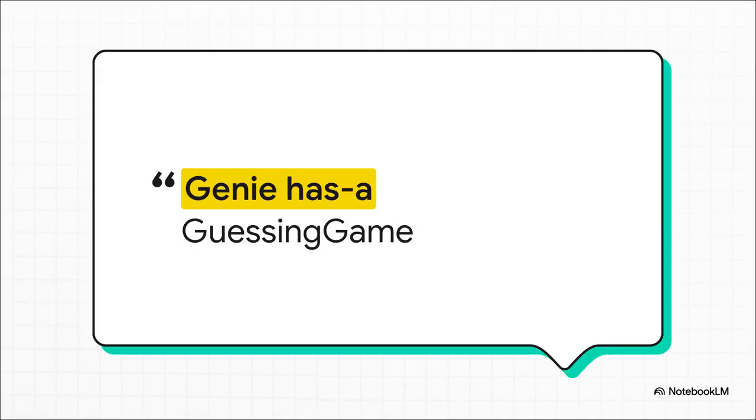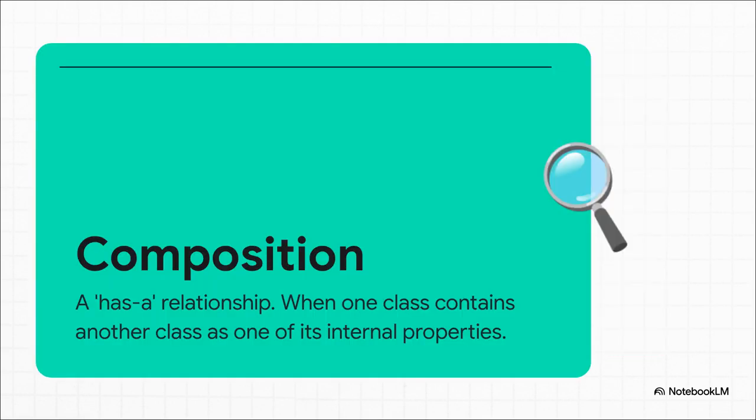All right, now for that second type of connection. I want you to burn this phrase into your brain. The Genie has a guessing game. This little phrase is the absolute key to understanding composition. So composition is all about this "has a" relationship.